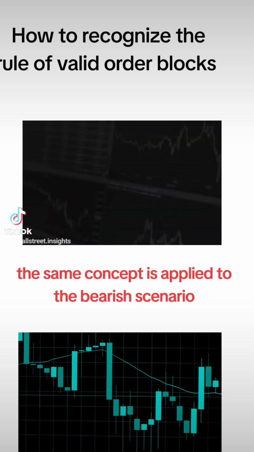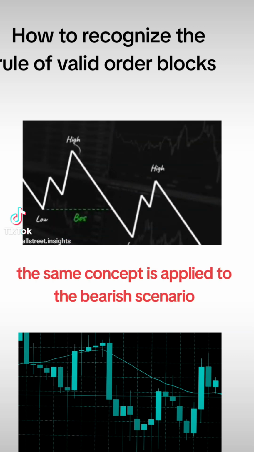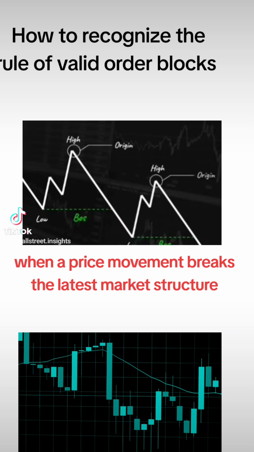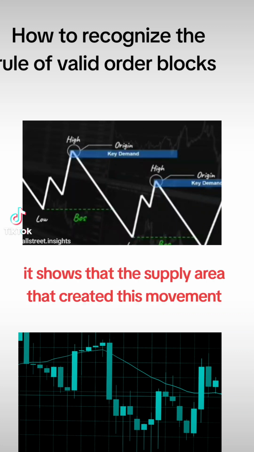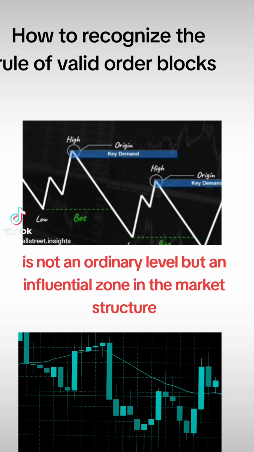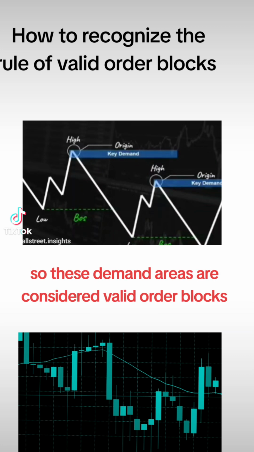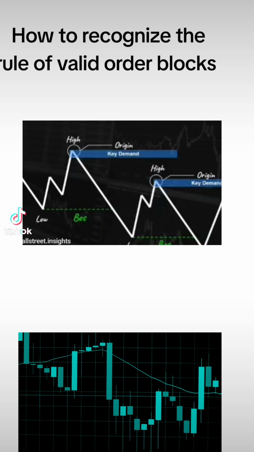The same concept is applied to the bearish scenario. When a price movement breaks the latest market structure to the downside, the origin of the price movement becomes highly important. It shows that the supply area that created this movement is not an ordinary level, but an influential zone in the market structure. So these supply areas are considered valid order blocks.